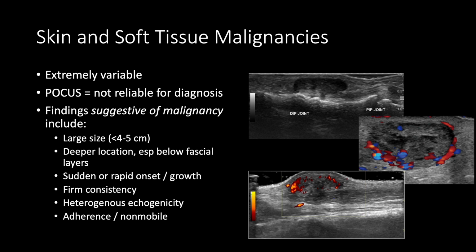That being said, every now and then, during the investigation of a lump or lesion, you may run across the following findings that should raise your suspicion for a malignant process. Some of these findings include a large size, typically defined as greater than about 4 centimeters in diameter, a location that's deeper in the body, especially if underneath an investing fascial plane, sudden or rapid onset or growth, a firm consistency on palpation and echo texture, with mixed echogenicity and/or unusual blood flow and vascularization. Additionally, obvious connection or adherence to the surrounding structures on ultrasound should raise suspicion for a malignant process.